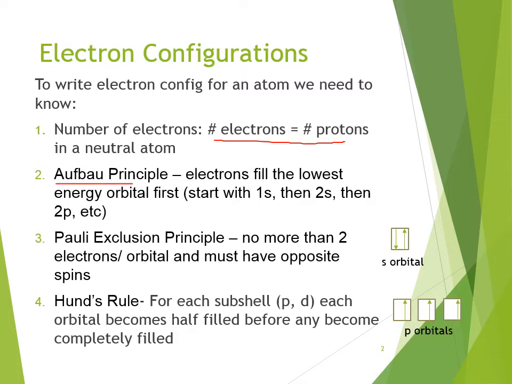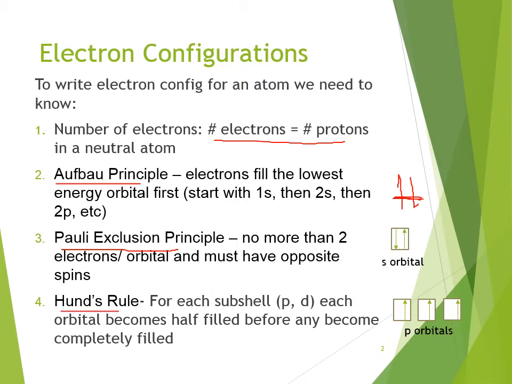So the first principle, the Aufbau principle. This principle tells us that electrons fill the lowest energy orbital first. So that means we're always going to start with the 1s and work our way up. The Pauli exclusion principle says that no more than 2 electrons in each orbital. And we already said that there's a max of 2 electrons in each orbital. So what that means is when we put electrons in an orbital, which is usually represented just by an empty space on those orbital maps, we only want 2 electrons in each space, no more than 2.